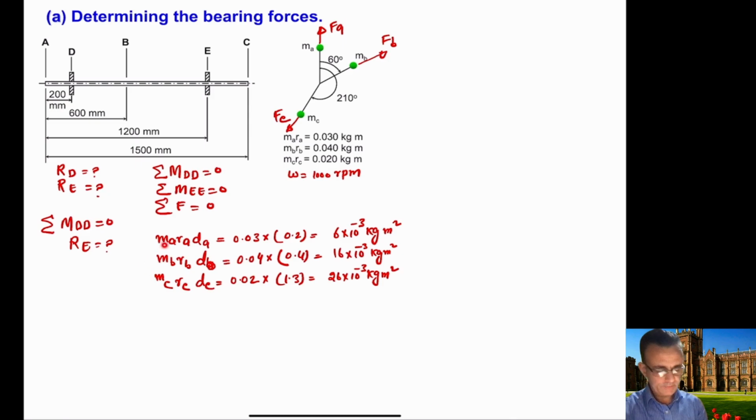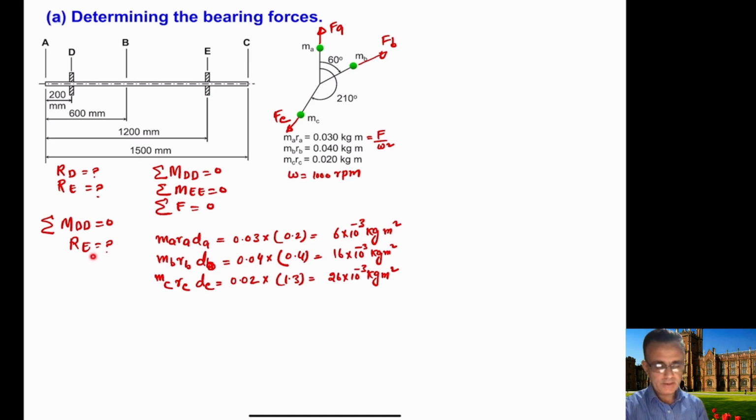And so we have these vectors here. Another important thing to know is that this MARA is nothing but force divided by omega square. Similarly, all these forces are equal to force divided by omega square. So now we can draw the moment polygon here to calculate this reaction at E.